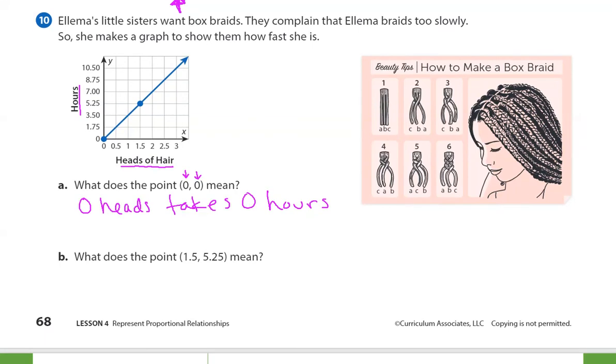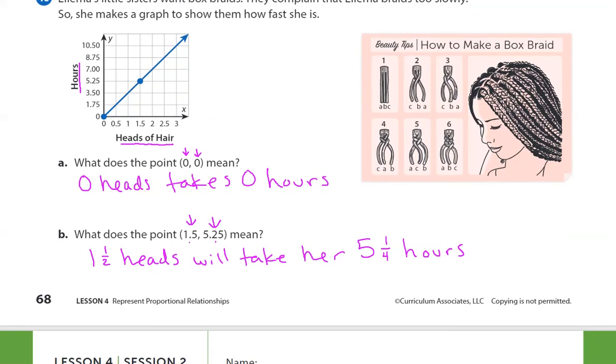Now, what would 1.5, 5.25 mean? Well, this is heads and this is hours, so I'm going to change it to fractions just to mess with you. 1.5 heads will take her 5.25 hours. There you go. Okay. That's it. Good luck.